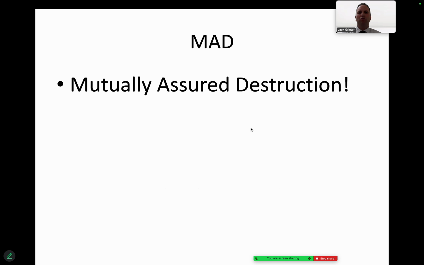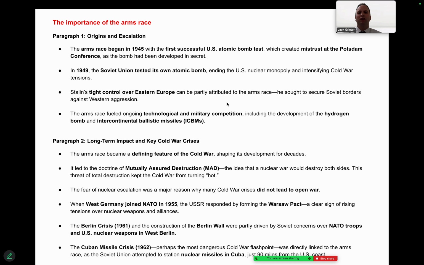Okay, but crucially, it leads to mutually assured destruction, MAD, because both sides know that if they attack the other side with nuclear weapons, it's essentially a suicide pact. So both sides realise that in the Cold War, and it does mean that war doesn't happen. So if you've got a question about why the arms race is important, it's important to look at what time frame it's asking you. But I've got there how, first tested in 45, it led to the mistrust at Potsdam, which arguably is where you could trace the roots of the Cold War.